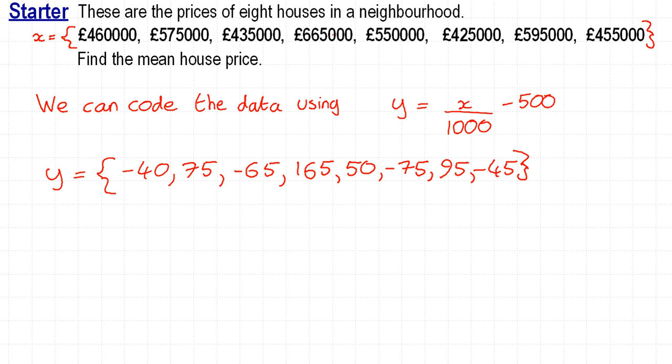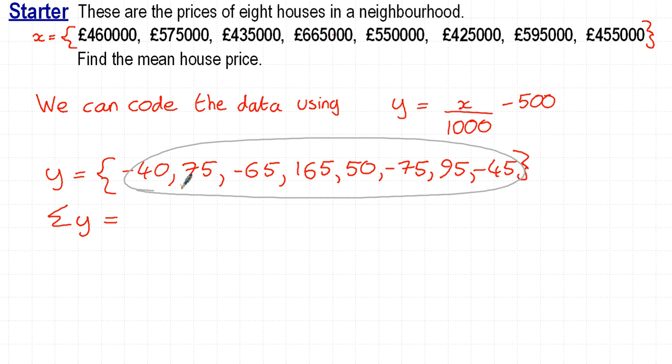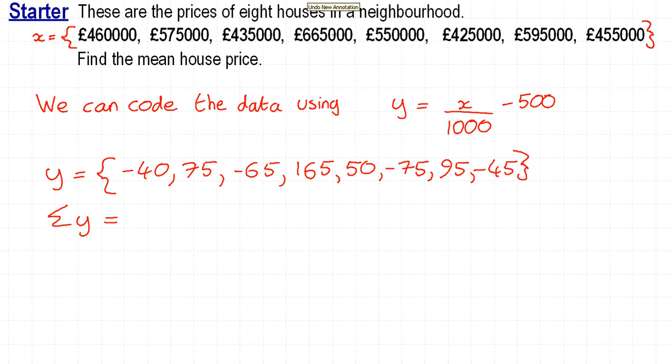So the ultimate objective is to work out X bar, the mean house price, but forget about that for now. It's much easier to work out Y bar, which we can do by first of all working out sigma Y. Now because of how we coded the data, this should be quite easy to do without a calculator. If we're going to add all of this up, it's really quite easy.